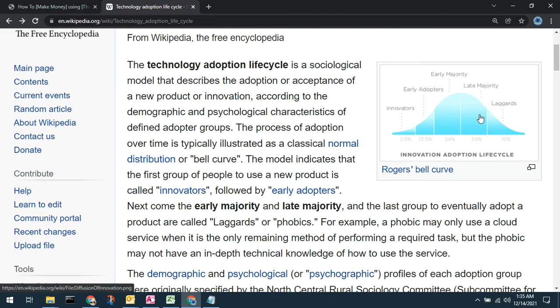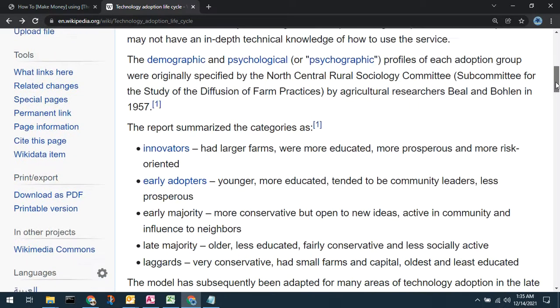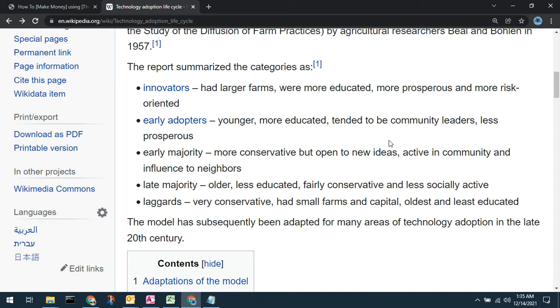And then that will help us figure out how to trade, where are we in the curve, how are we going to profit from knowing in what phase, what category of the technology adoption life cycle we're in. Hopefully that all makes sense.